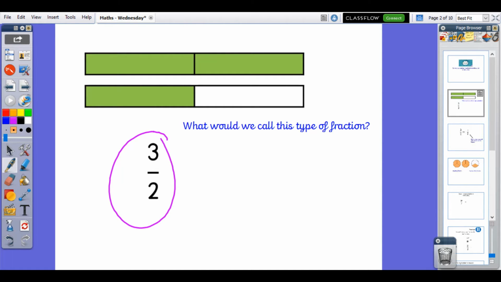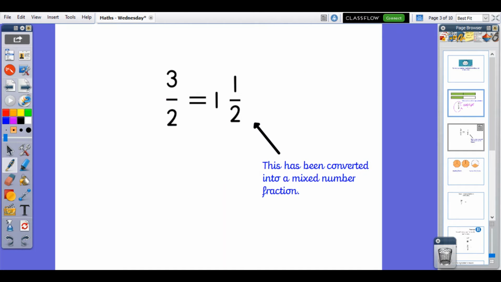Okay, hopefully you have said that it's an improper fraction, because the numerator is bigger than the denominator. So we have got 3 halves, and we know that in a half there can only be 2 parts, so it's an improper fraction. Here we can see it's been converted, so the 3 halves is equal to 1 and 1/2.